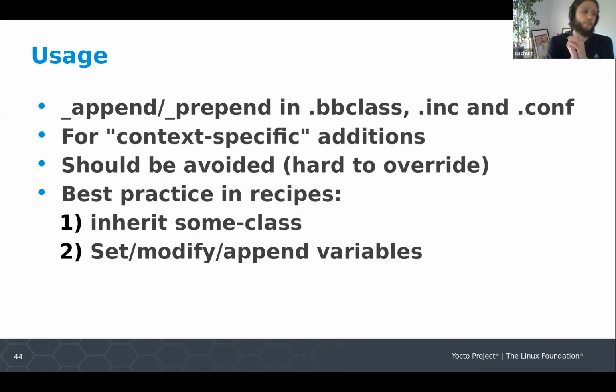All right. So to end the slide on the usage, _append and _prepend in BB classes, include files or configuration files. Also for context-specific additions, I'll talk about it in a few slides. In my opinion, and in Richard's opinion, it should be avoided because it is very hard to override, and then you have to use remove, which is also almost impossible to override. So basically, the best practice that we want to share is that you should inherit some classes, and only then set, modify, append in variables. And in that case, you are pretty safe from the user point of view.